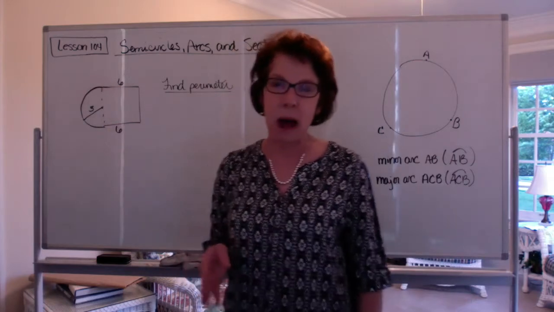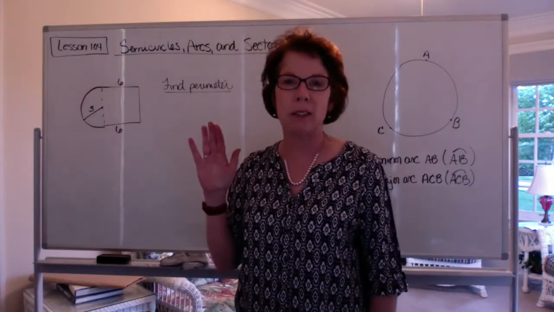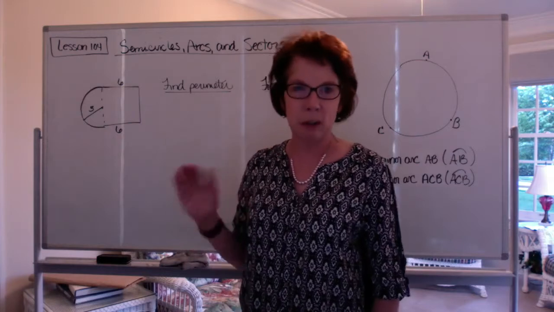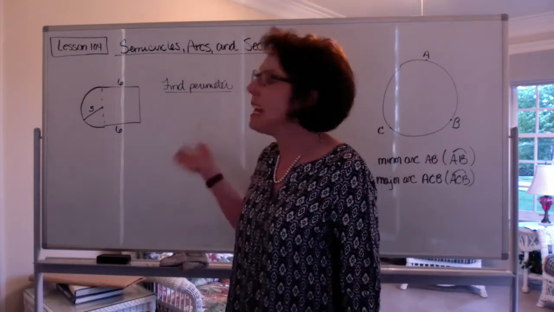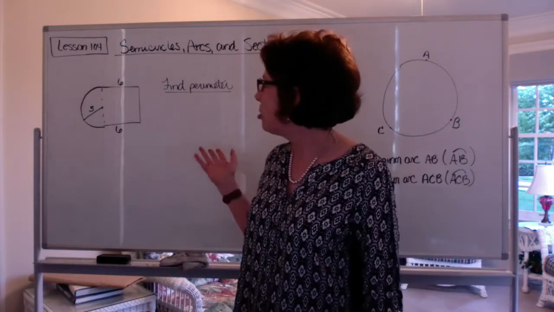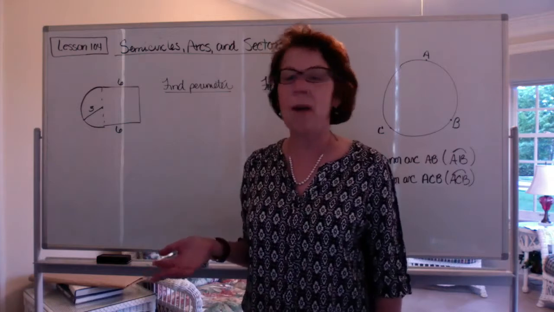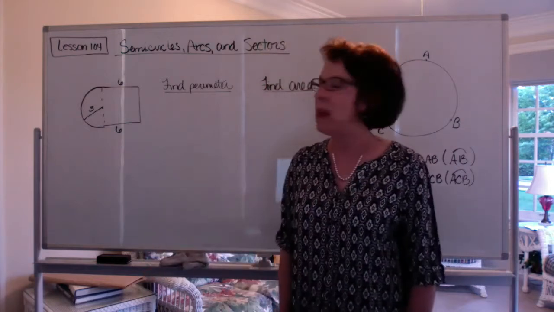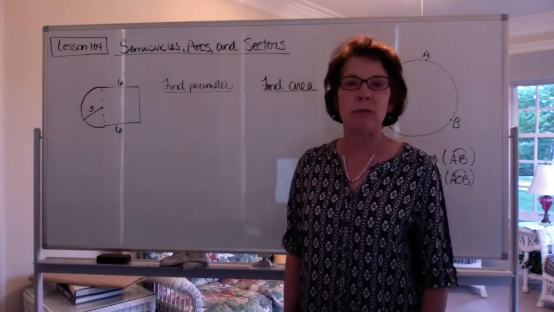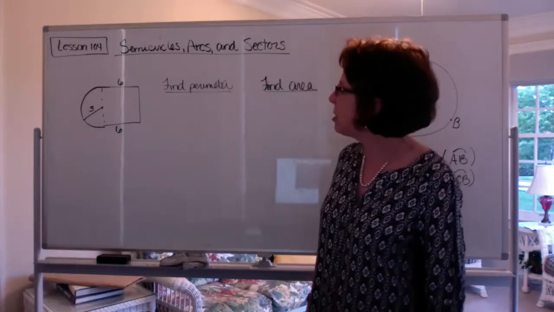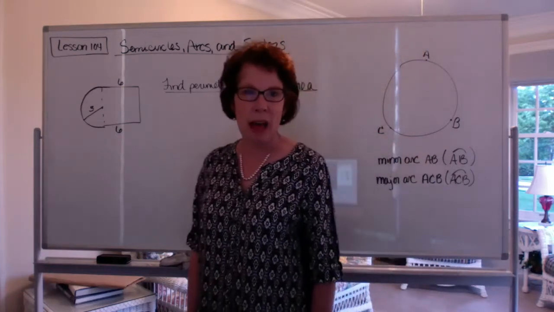So this is not a polygon. In a polygon, all sides are segments, and this has a curve. It's not a polygon, but it is a shape that we can find the perimeter of, and we can find the area. So let's go ahead and do that. Let's first find the perimeter. Let's do the straight sides first.